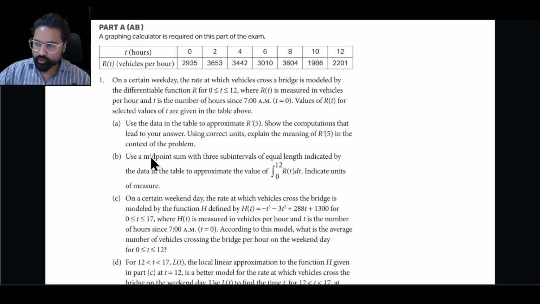So we're going to do two questions, part A, calculator active, and part B, calculator not active.